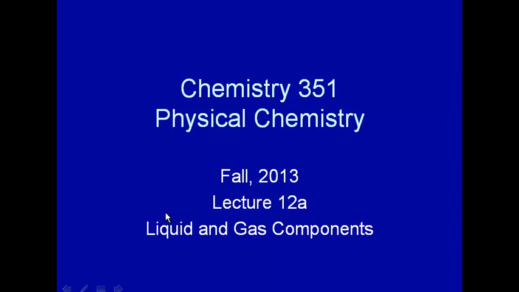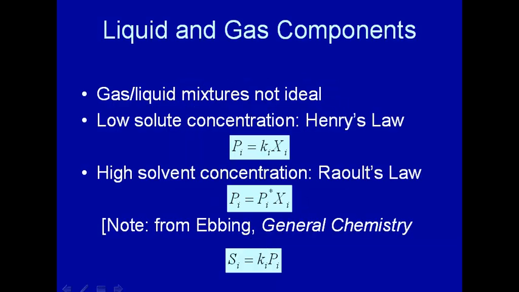Here we're going to continue our discussion of two-component systems, looking at phases and equilibria and so on. Here we're going to talk about liquid and gas components. In lecture 11 we talked about two liquid components. What happens when you mix a liquid and a gas in terms of phase behavior? And by the way, these gas-liquid mixtures typically are not ideal.